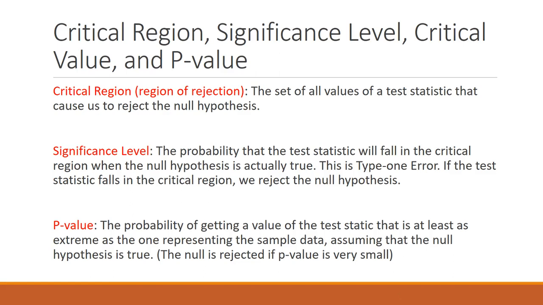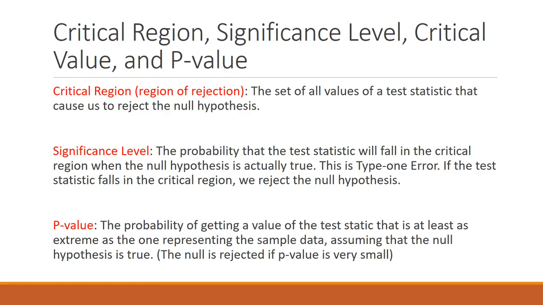All right. The significance level is the probability that the test statistic will fall in the critical region when the null hypothesis is actually true. The significance level is the level of type 1 error. If the test statistic falls in the critical region, we reject the null hypothesis.